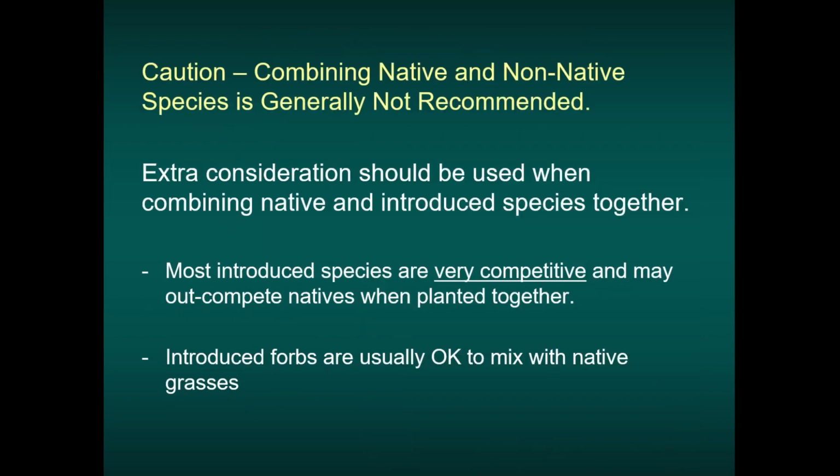A quick note about combining native and non-native species. We generally don't recommend it. Introduced species have much higher seedling vigor, are very quick to establish, and tend to outcompete the native species in the mix. The only exception I would say to that is you can use introduced forbs and legumes in a native grass mix. So for example, you could have native grasses and add alfalfa or sainfoin or Cicer milkvetch or Delar small burnet to those mixes, and they'll be fine. Those work out very well.